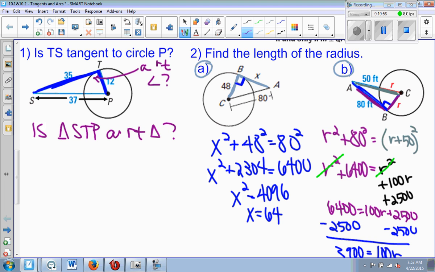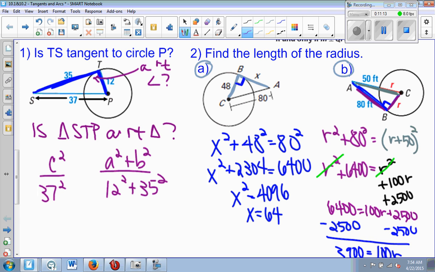To figure that out, we're going to use the converse of the Pythagorean theorem. This is something we learned about earlier this year. So we're going to take the longest side, which is 37. We're going to square it by itself. We're going to take the shorter sides, 12 and 35, and we're going to square them together. If each of those columns comes out the exact same number, then we know that we have a right triangle.